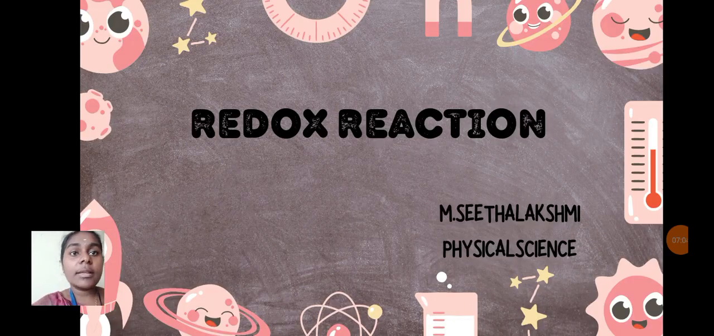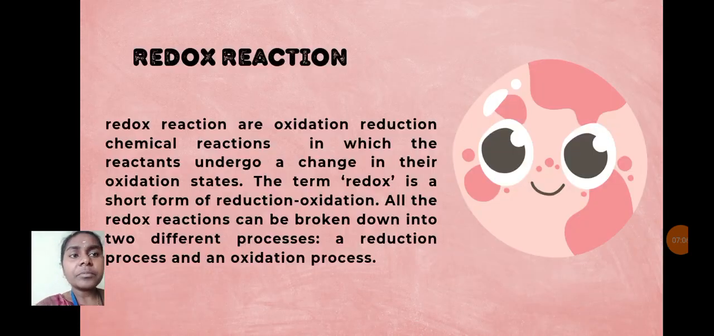Next, redox reactions. Redox reactions, or oxidation-reduction reactions, are chemical reactions in which reactants undergo a change in their oxidation states. The term redox is a short form of reduction-oxidation. All redox reactions can be broken down into two different processes: a reduction process and an oxidation process.